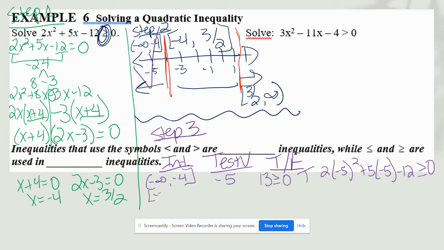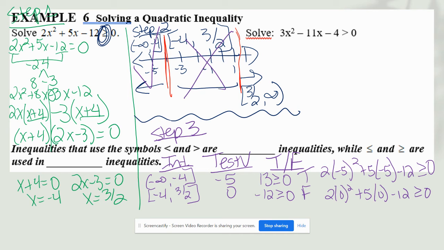In the middle, we have -4 to +3/2. Any value in between there, and again, I'm probably going to pick 0. That's 2 times 0 squared plus 5 times 0 minus 12. And we do all that math, we end up with -12 is greater than 0. That's false. -12 is not greater than 0. So we cannot have the middle.